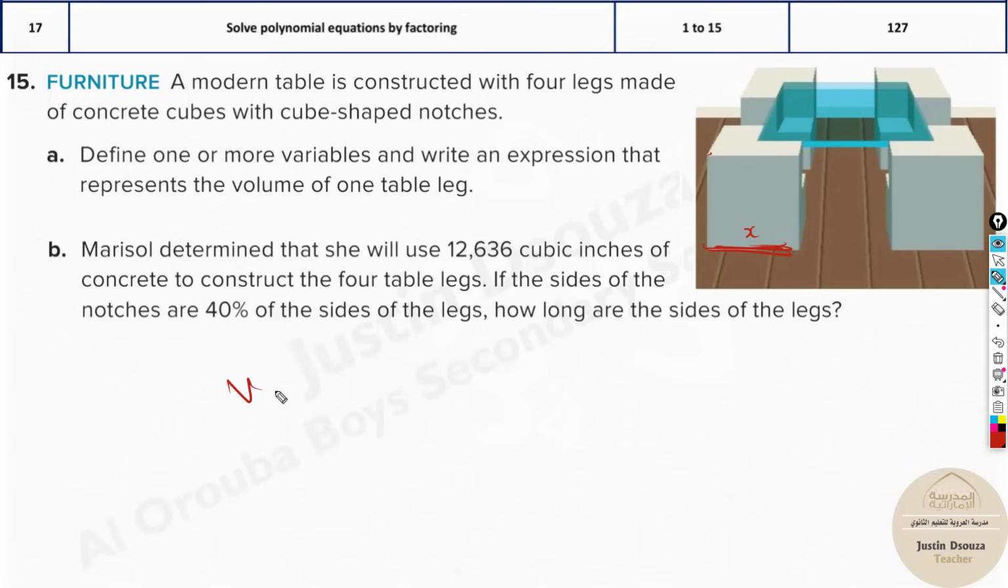So what is the volume of that cube? The bigger cube? It's x cube. Let us take this opened up space, can you see the space which is opened up? This is also a cube, right? Let's take this side to be y. It's a smaller one, it's y.